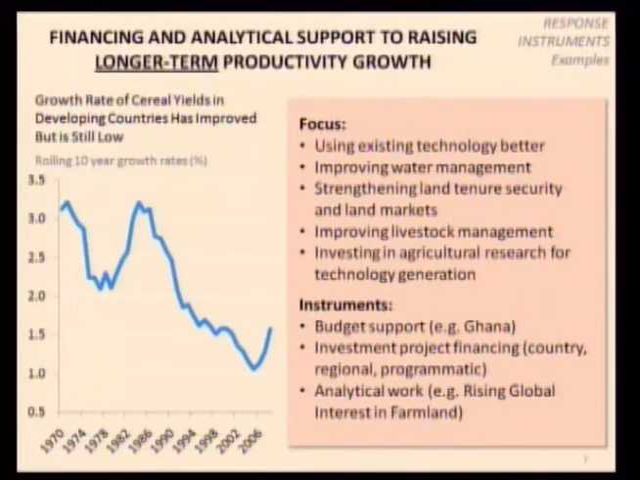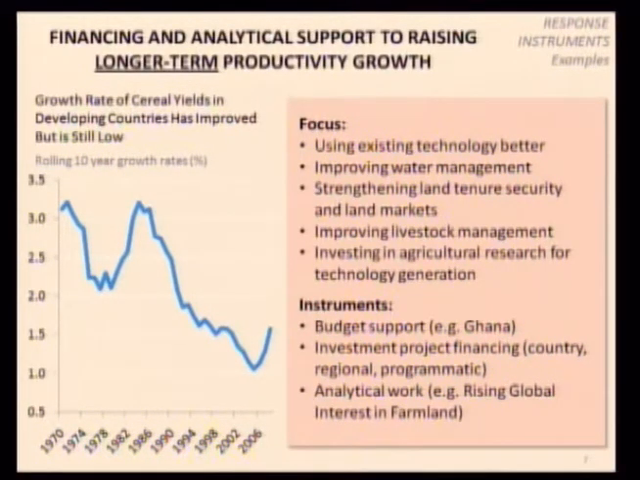And there are a number of activities, as you know, to do that: improving the use of existing technology, better water management, tenure security, and ag research for the longer-term scale up in more resilient varieties. And the support typically from international agencies is either budget support, as in Ghana, sectoral budget support, or through direct investment operations.